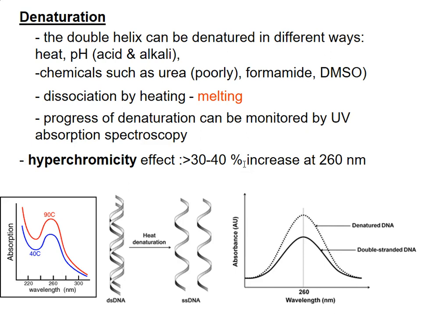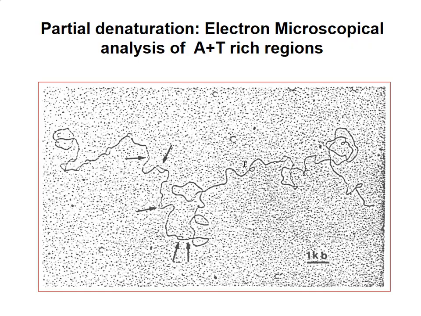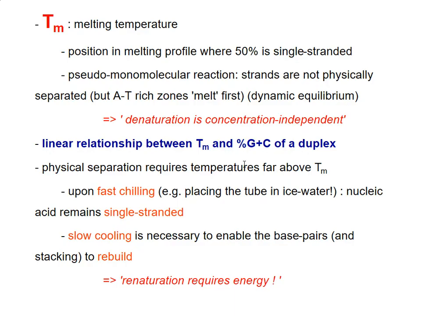Depending on the condition, if we give acid or base, it will denature. Or if you increase the temperature, it will denature. Sometimes we call it the melting temperature, Tm. Tm is the value at which half of the DNA is separated. So one is denaturation.